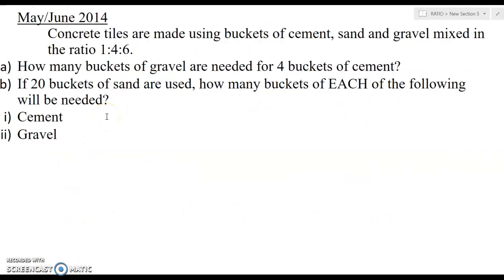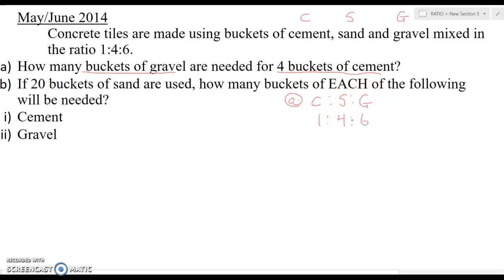Now let's look at another question. Well, this is our last question actually. So this question says, concrete tiles are made using buckets of cement, C for cement, sand, S for sand, and gravel, G for gravel, mixed in the ratio 1 to 4 to 6. We have part A. How many buckets of gravel are needed for 4 buckets of cement? So let's just do part A at the side here, right?